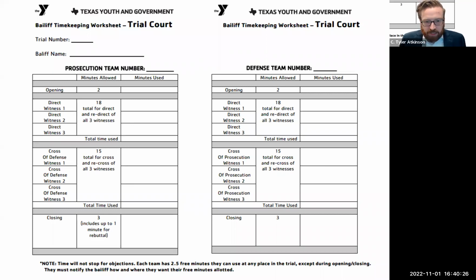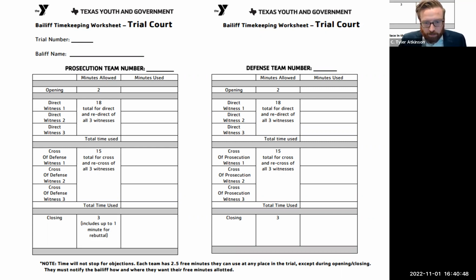So bailiff, here is your timekeeping worksheet. You'll write just your name, the trial number, prosecution team number, and defense team number, gathered in pretrial. Then through here, you're going to write the minutes used and how much time is left. I'm going to show you one example of how to keep track of time.